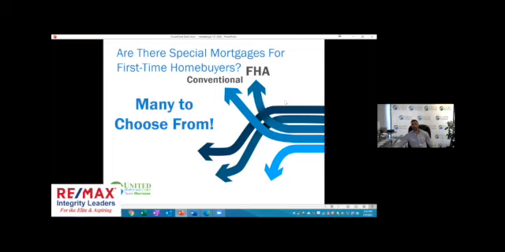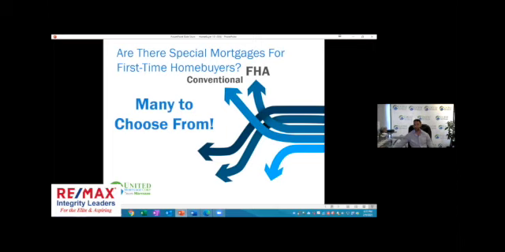The next one is conventional. You guys have probably heard this too. With conventional, you could do as little as 3%. Normally the 5% conventional bodes better because you have mortgage insurance anytime you put down less than 20% down payment. That's another misconception. A lot of people say, oh, I want to take out a conventional loan, but I don't have 20%, right? Well, you don't need 20% for a conventional mortgage.